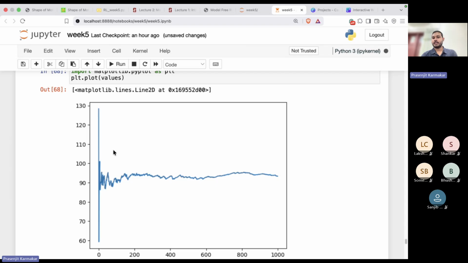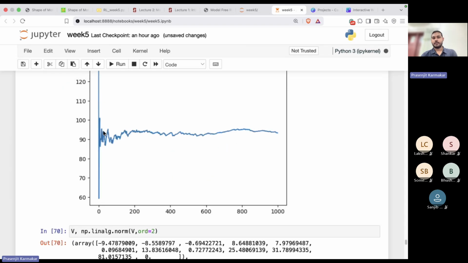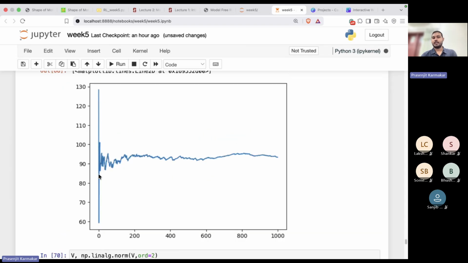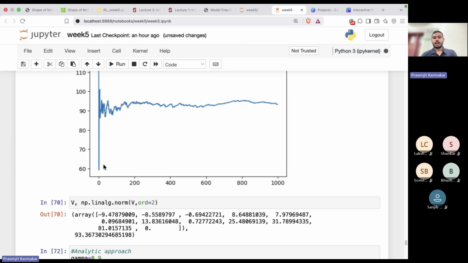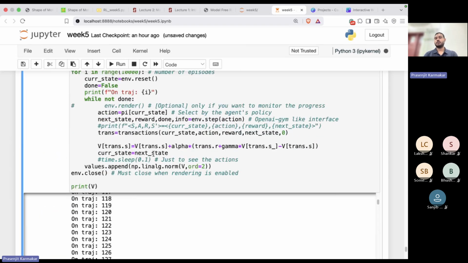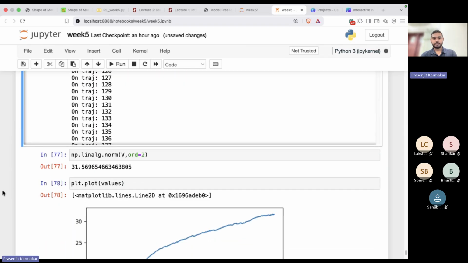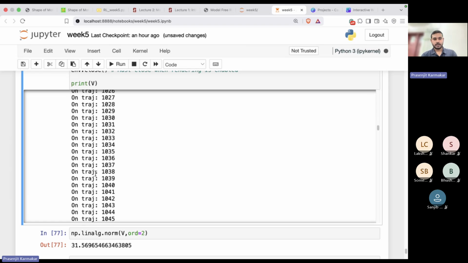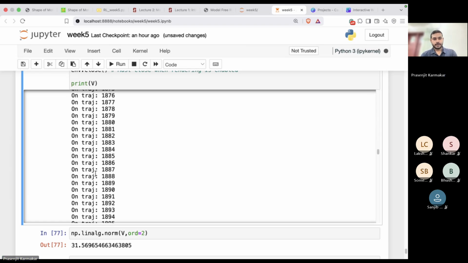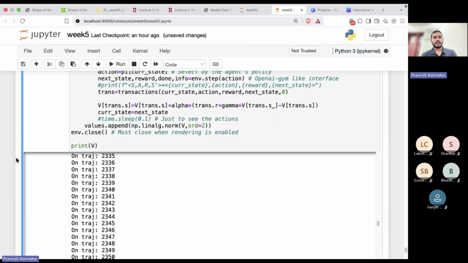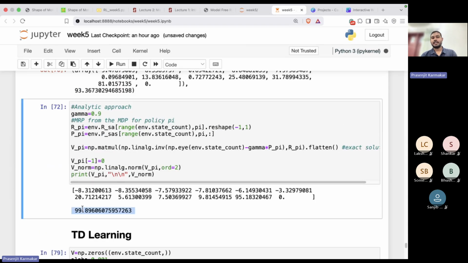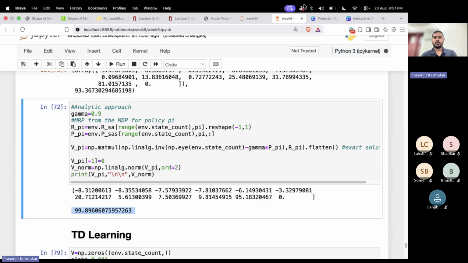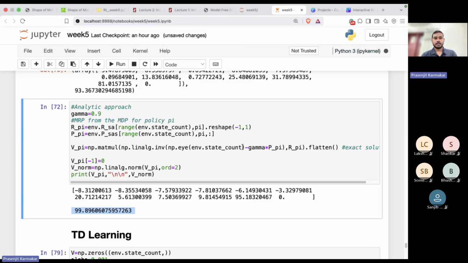You see how we are improving it, right? Earlier, because we were updating at every trajectory level, it was very transient. Because now we are updating at every state level, it's more smooth. Okay. It's running, you have to wait for some time. And we have to basically see whether it reaches this analytic value or not. If it is reaching the analytic value, we are good to go with this algorithm, right?